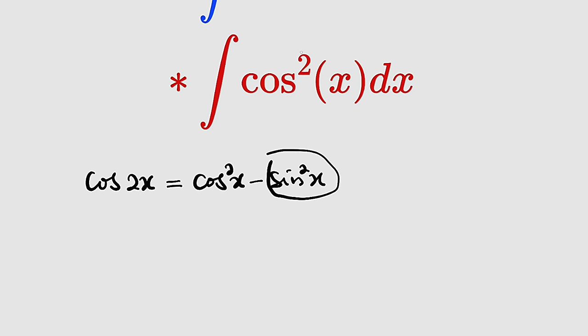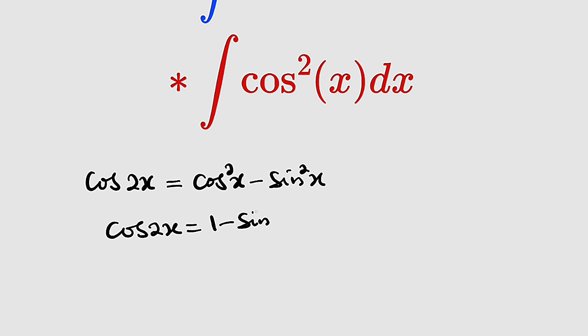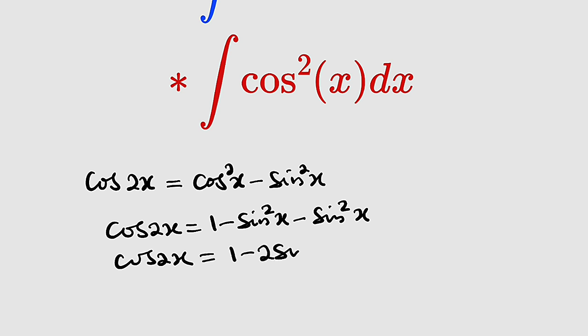Since we have sin²x here, I would like to write cosine²x in terms of sin²x, which is simply 1 minus sin²x. Therefore, cosine of 2x is equal to 1 minus sin²x for cosine²x. Then we still have minus sin²x. Cosine of 2x equals 1 minus 2 of this sin²x.